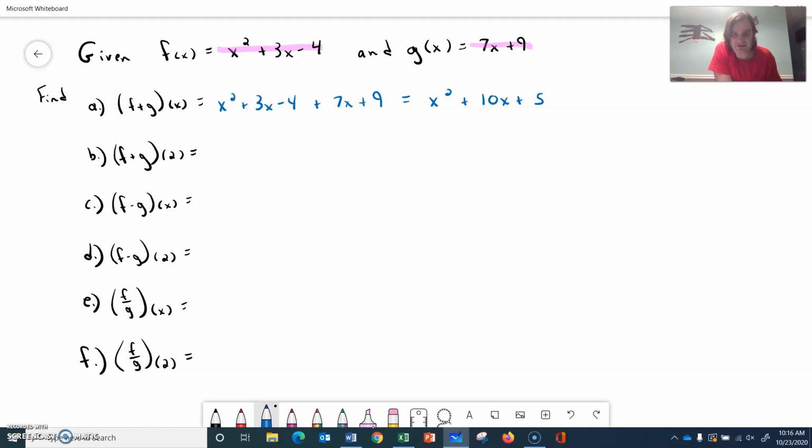So that takes f and g, which are normally calculated separately, and puts them into one function where you can calculate it all at once.